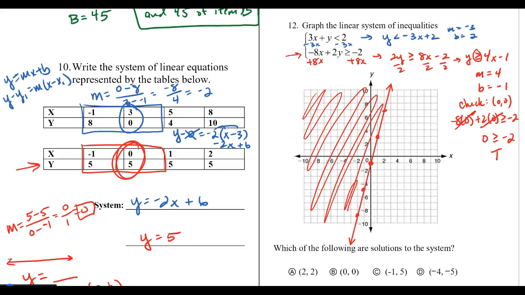Now we graph the blue one, and that had a starting point of 2 and a slope of negative 3. So down 1, 2, 3 over 1, and we can keep going, and we can go the other way. And this one should be a dashed line. This program that I'm using is not going to let me make a dashed line automatically, so I'm just going to have to hand draw it in there.